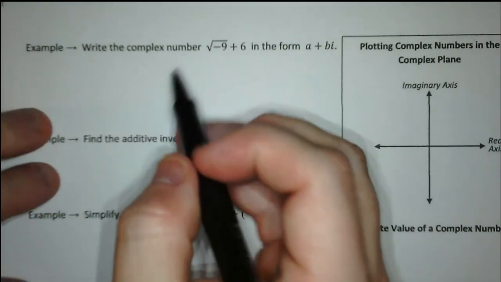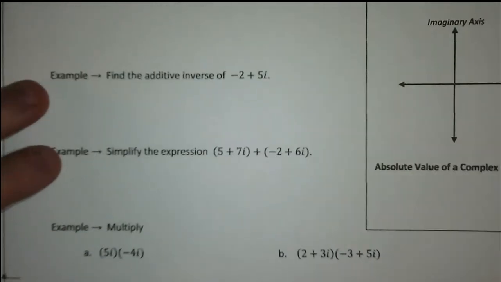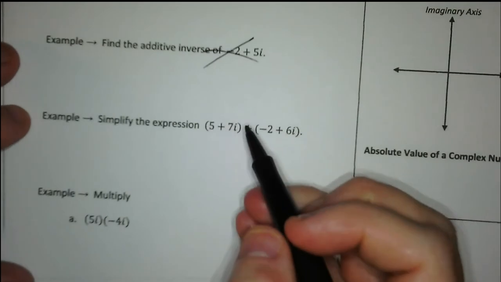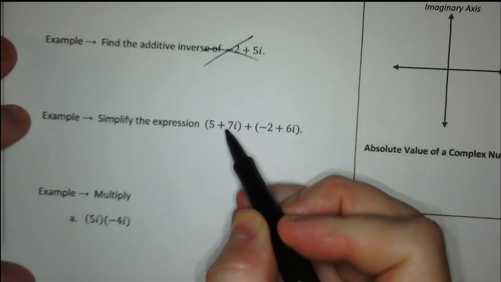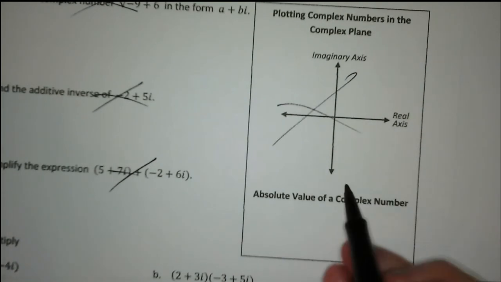Next page. Write the complex number, skip. Find the additive inverse, skip. Simplify the expression, skip. Over here on the right side, skip. Absolute value, skip.